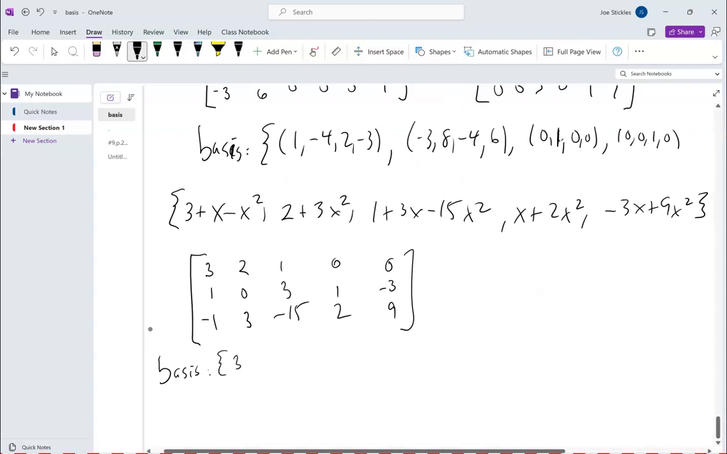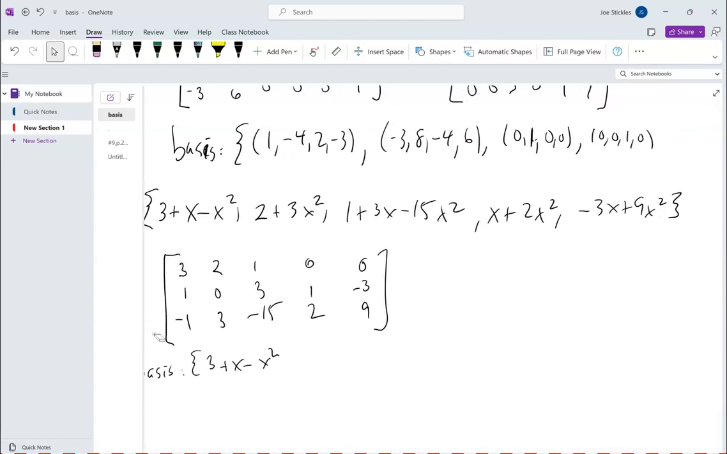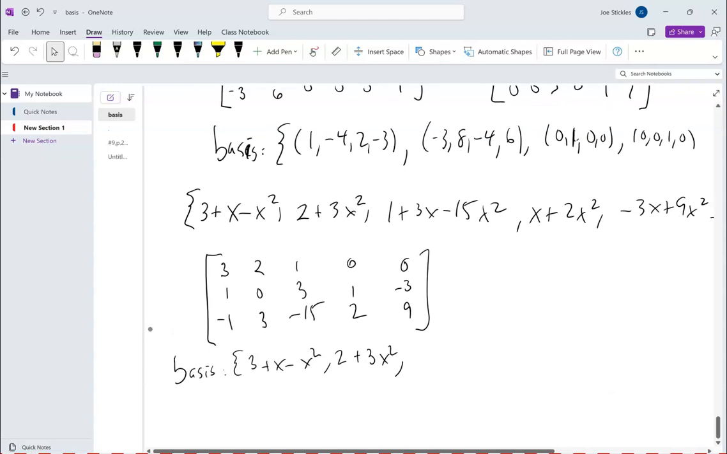Okay, so the 3, 1, negative 1, but as a polynomial, it's 3 plus x minus x squared, right? That was the polynomial. The next one will be 3 plus 3x squared, and the last one will be the x plus 2x squared. Yeah, good. And that would be our basis then for the P2.